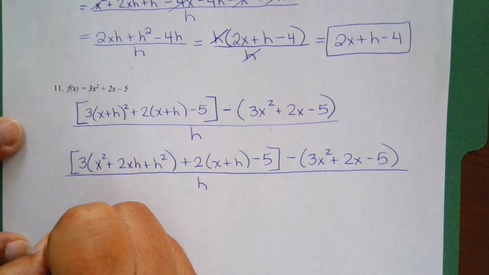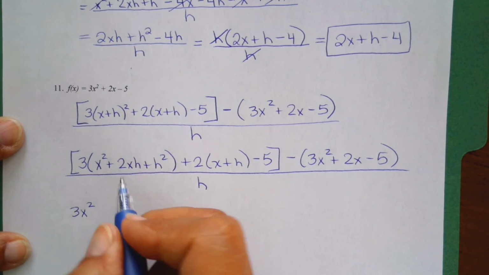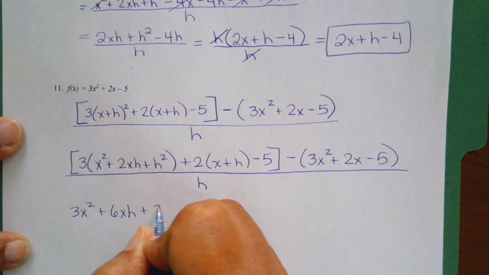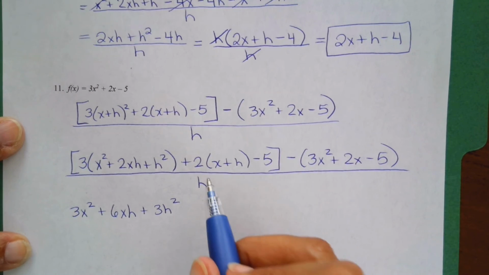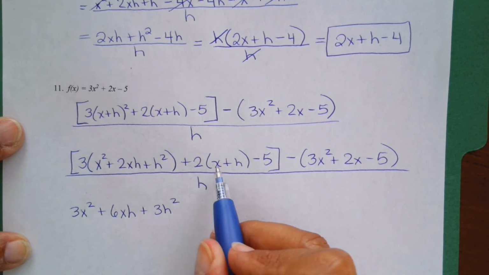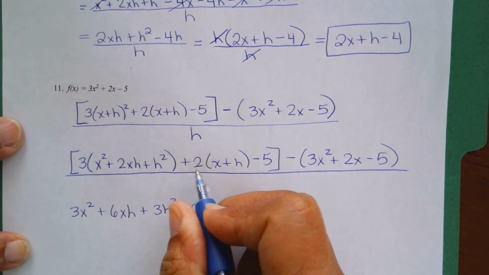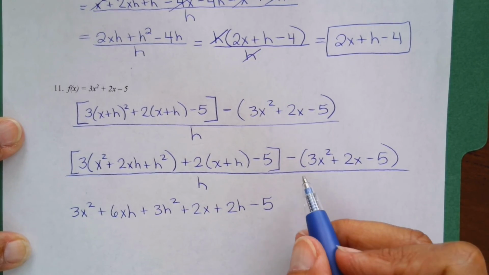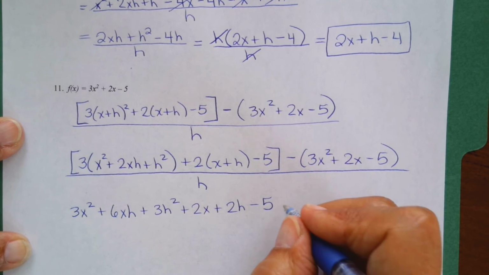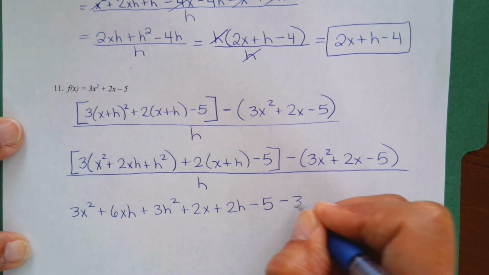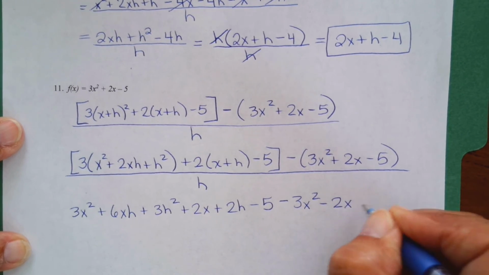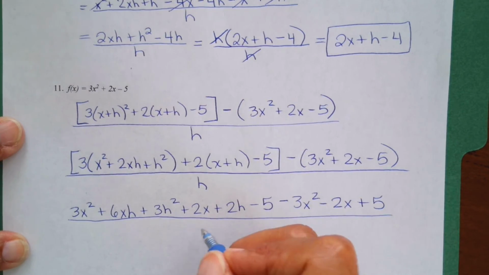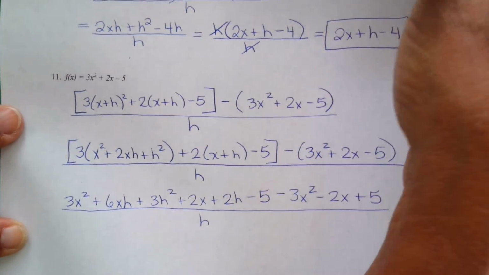So 3 times x squared is 3x squared. 3 times 2xh is 6xh. 3 times h squared, 3h squared. Okay, now I'm going to do 2 times x plus h, so 2 times x is 2x. 2 times h is 2h minus 5. And then remember, this means change all the signs because you're multiplying by that -1. So negative 3x squared minus 2x plus 5. And all of that is over h. Okay?